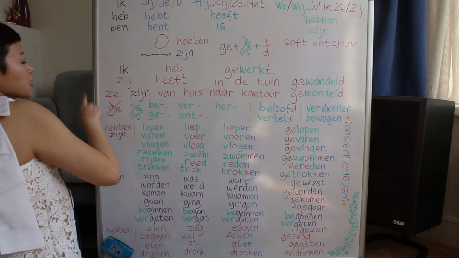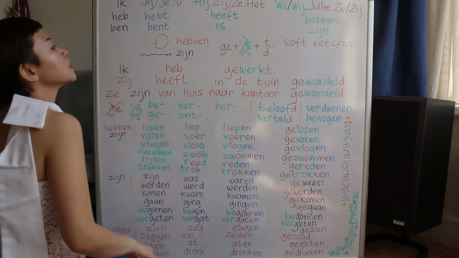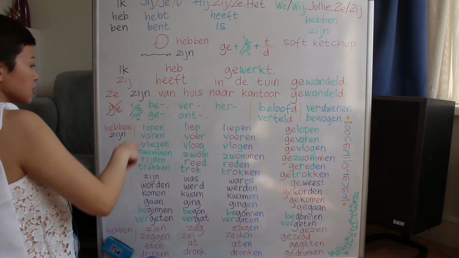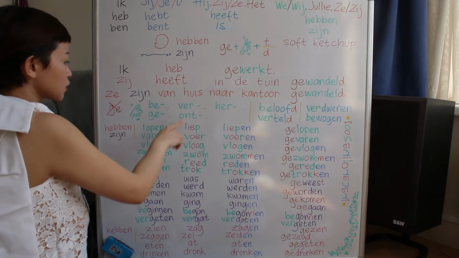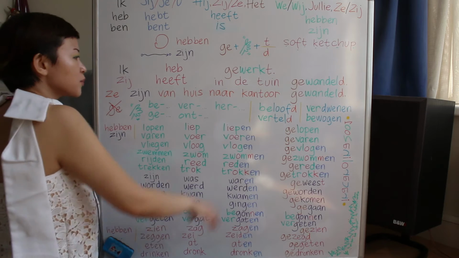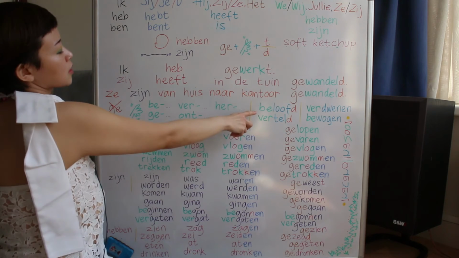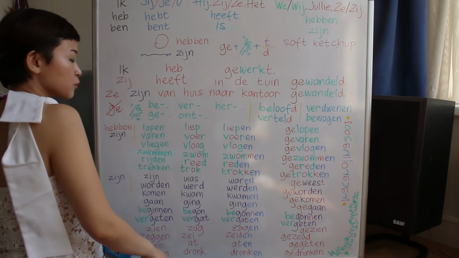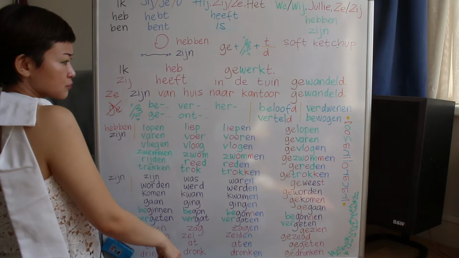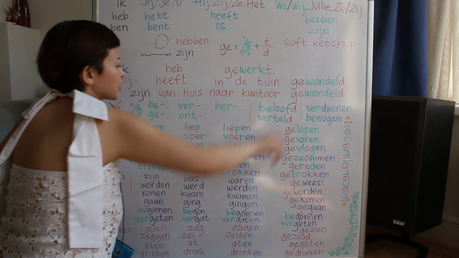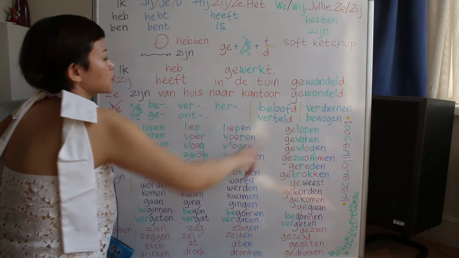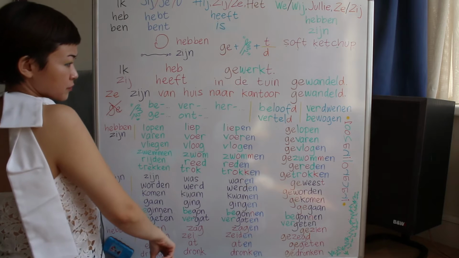We don't use the ge if the verb starts with be, ge, ver, ont, and her. For example, we can see it here. Beloofd, promised. Verteld, told. Verdwenen, disappeared. Bewogen, moved.